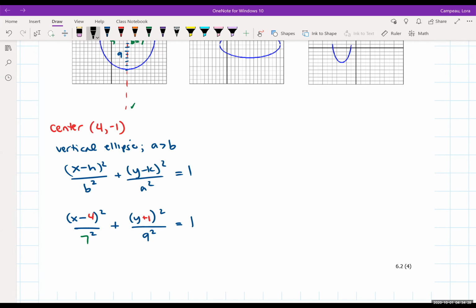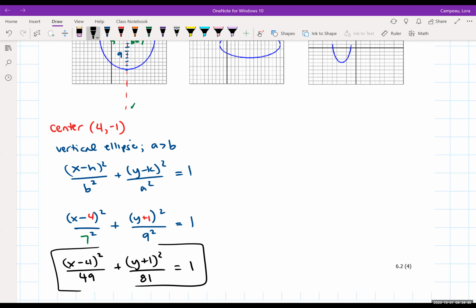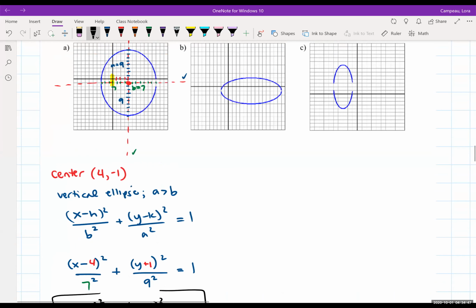So we have (x - 4)² over 7², which is 49, plus (y + 1)² over 81, that's 9², equals 1. And now you can see we have identified the equation just by looking at the graph.